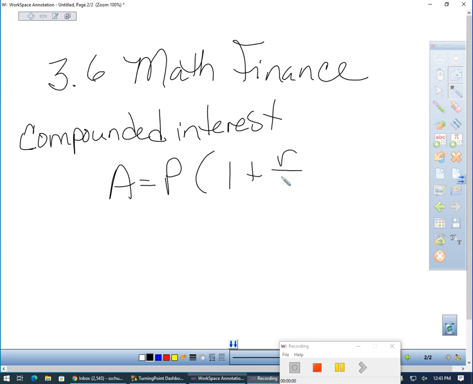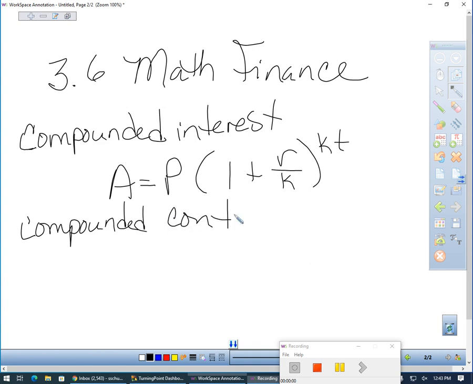This book likes the letter K, so I'm going to put a K here, to the KT. Again, K is just the number of times per year. All right? This book is special. We also know compounded continuously, which is A equals P e to the RT. PERT, of course. Gotta love PERT.